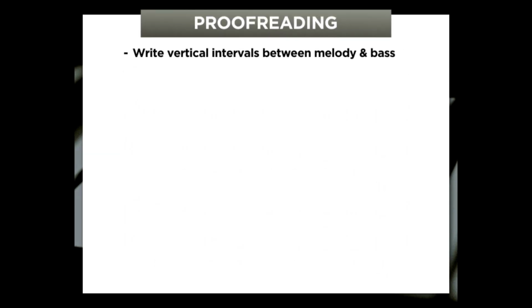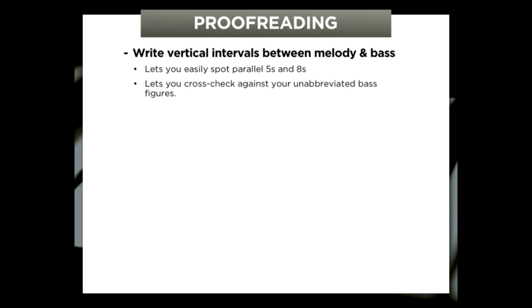So we have you write the vertical intervals between the melody and the bass, which you've seen in many of the examples here, because it's helpful with proofreading. On the one hand, it lets you spot parallel fifths and octaves fairly easily. If you have 2 5s in a row, you better take a closer look and see if you've done something wrong. But also, it lets you check your intervals between the melody and the bass against your unabbreviated bass figures.